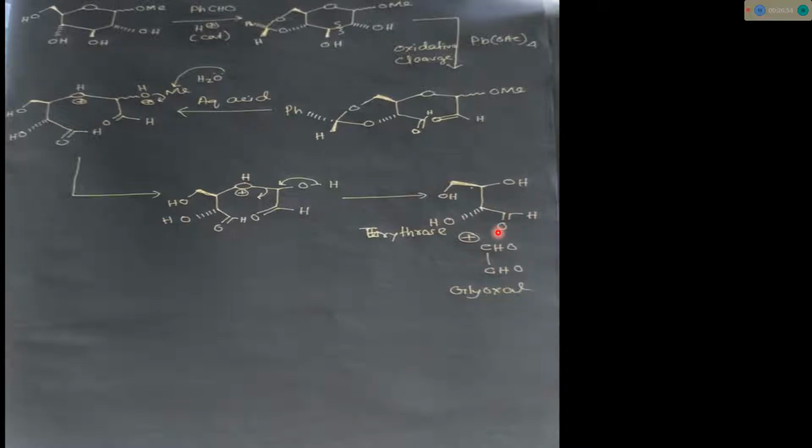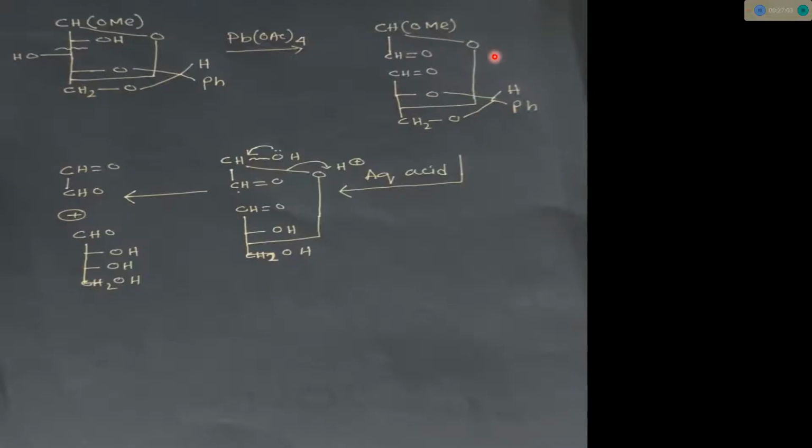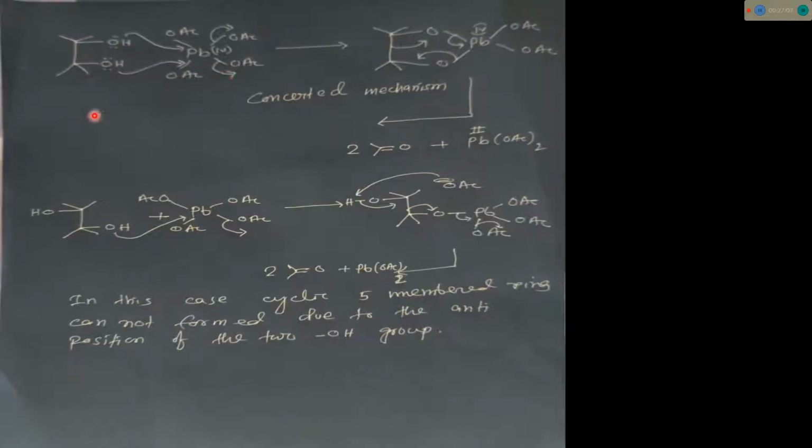So now I am explaining, okay. Before that, I just want to show the mechanism of this. So we all know that lead tetraacetate, see how lead tetraacetate reacts. We all know that if there is cis-diol, then the reaction happens via a concerted mechanism. Means like this, two oxygens attack this group and two bonds depart from this lead tetraacetate.